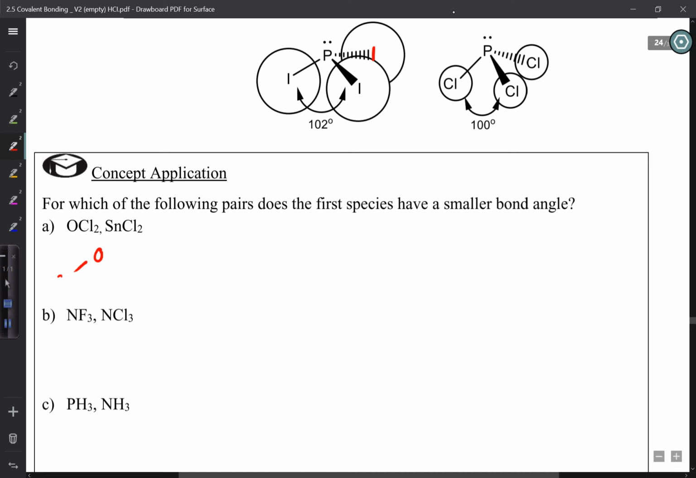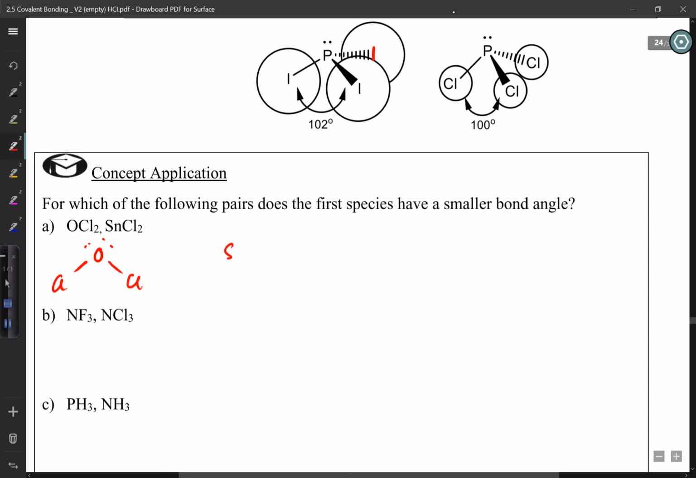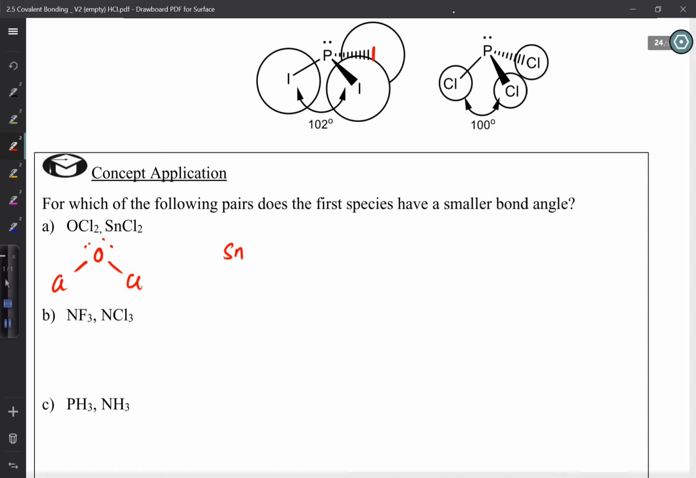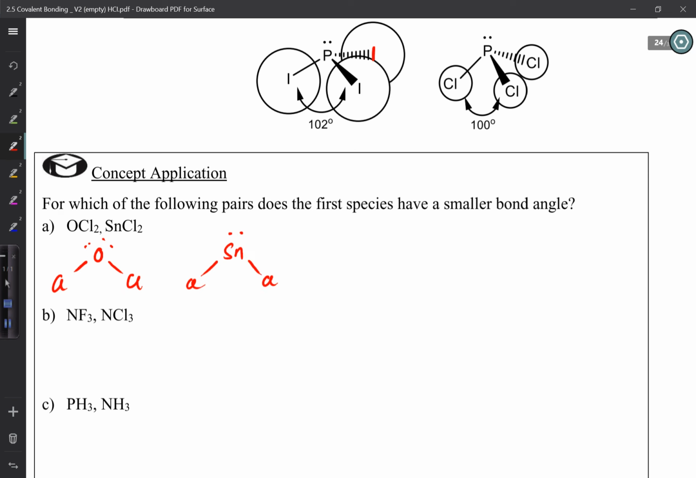You have OCl2, right? And SnCl2. If you compare Sn versus O, which group does Sn fall into? Sn is group number 4, right? Basically, for SnCl2, this is what you predict, right? Correct? So which one will have a smaller bond angle?